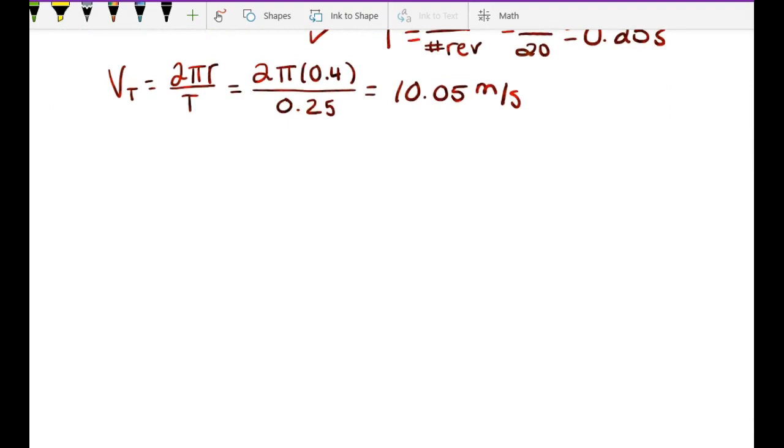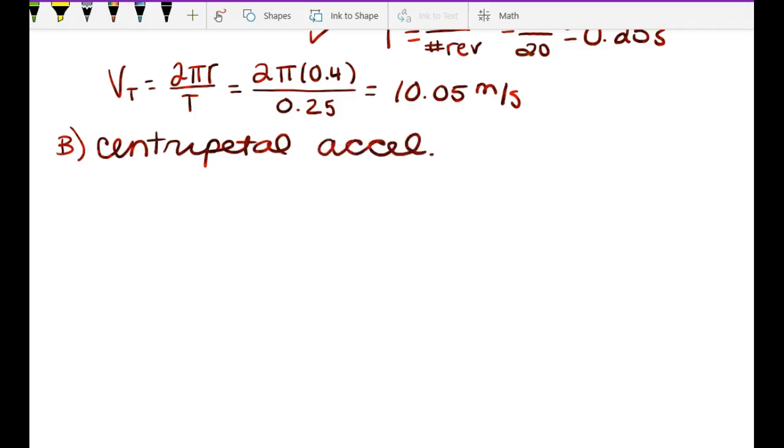The next part is the centripetal acceleration. Centripetal acceleration is the acceleration pulling it towards the center, and that has an equation of a subscript c equal to v squared divided by r. The v in that equation is your tangential speed, r again is radius, and a stands for the acceleration.